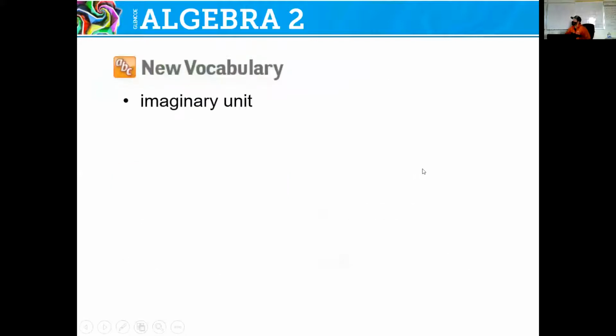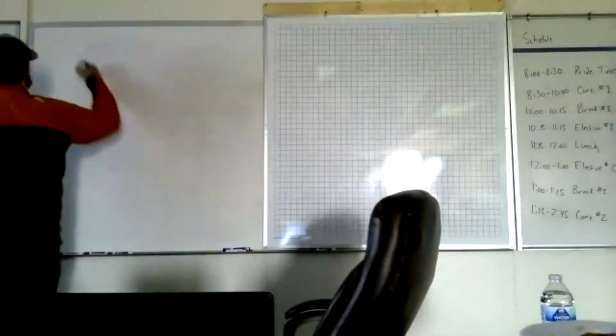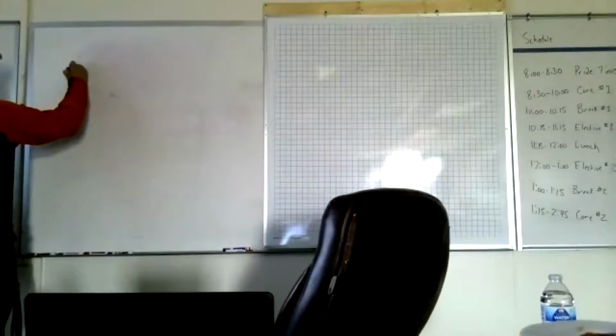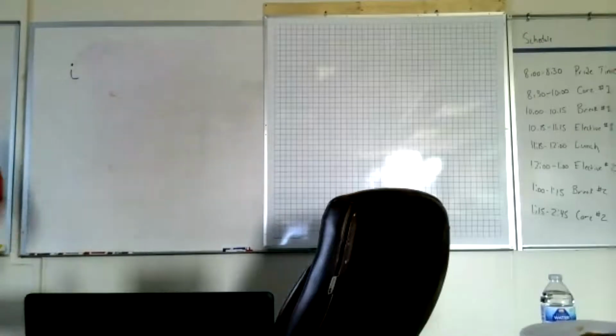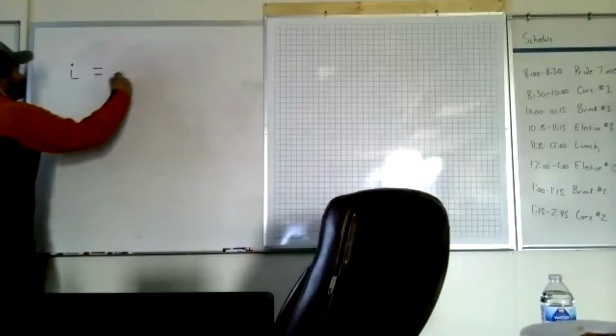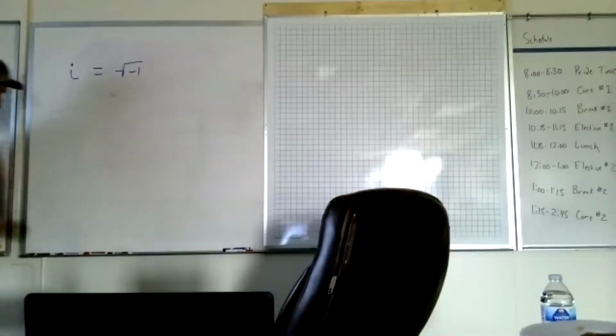Okay, the first definition term is imaginary unit. The imaginary unit is always expressed as i. Okay, as an i. It looks kind of like a backward j. What this represents is that i is equal to the square root of a negative 1. Okay, i is the square root of negative 1.